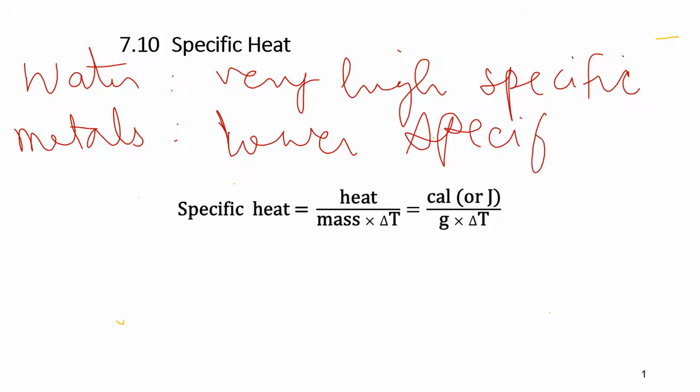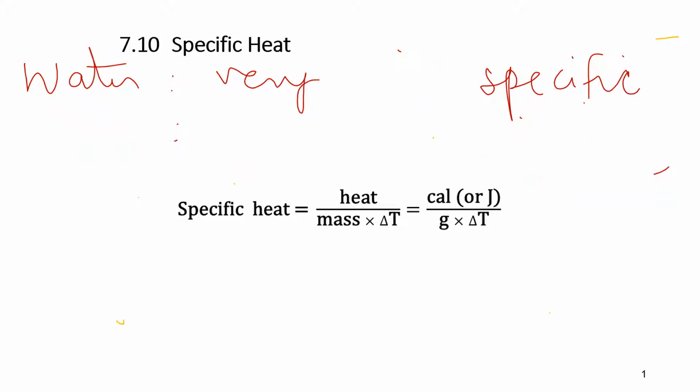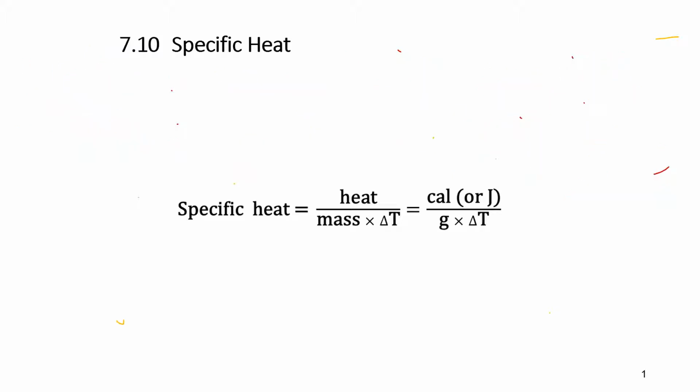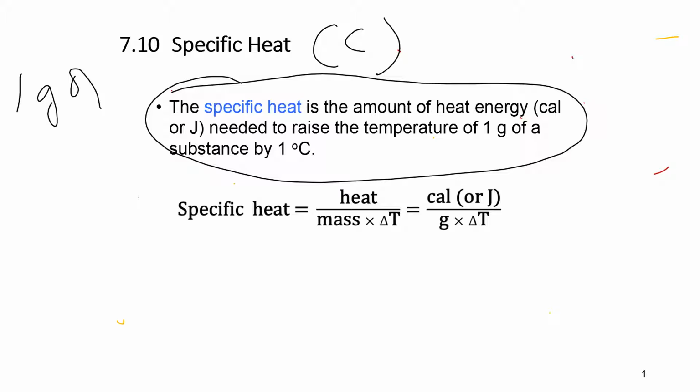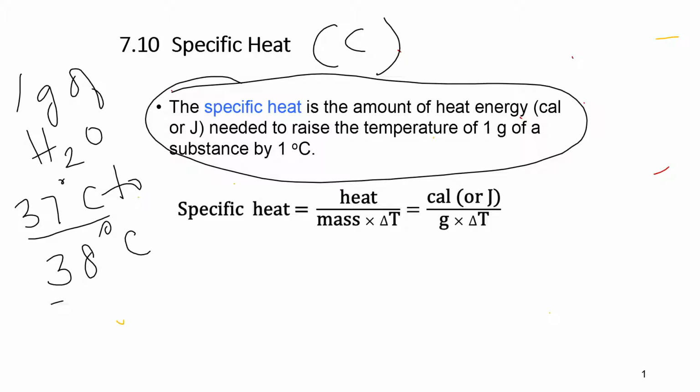So what does specific heat actually refer to? There is a definition, a formula and a symbol. We will refer to specific heat as C. It's the amount of heat energy needed to raise the temperature of 1 gram of a substance by 1 degree C. So if I had 1 gram of water and I wanted to raise it from, say, 37 degrees C to 38 degrees C, a difference of 1 degree, I would need as much energy as the specific heat.